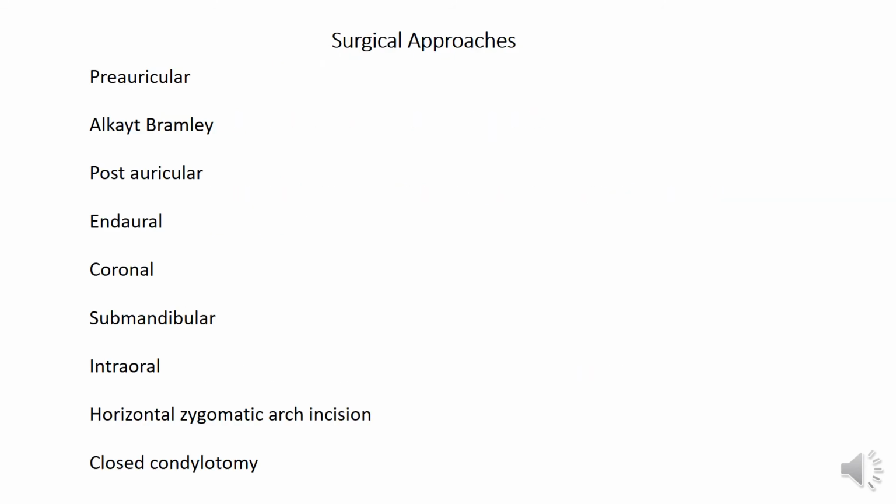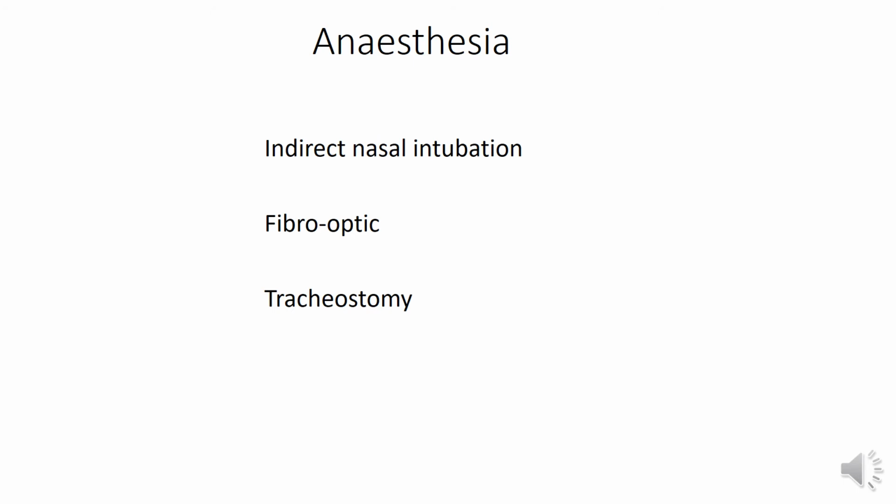As we already saw, the same preauricular incision, Al-Kayat-Bramley incision, postauricular, endaural, coronal, submandibular, intraoral, zygomatic arch incision are the common approaches for an ankylosis. Anesthesia: so blind nasal intubation, fiber optic intubation and tracheostomy, as the patient will not be able to open his mouth. These are the methods that are being used to administer general anesthesia.